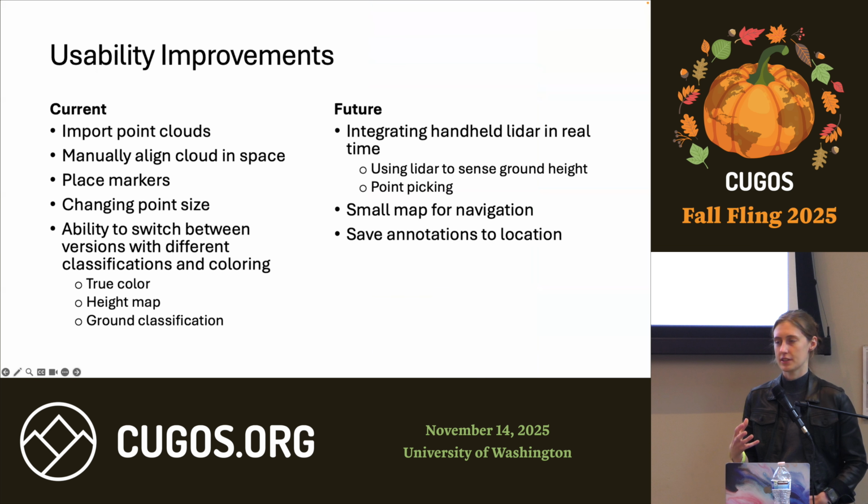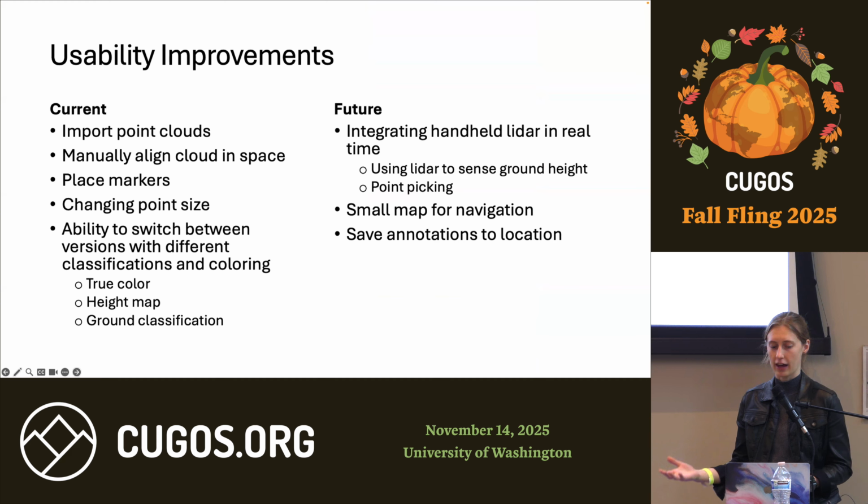Now I've talked about some of these usability improvements we've made. I want to talk about some of the possible future ones. So we really want to start integrating the handheld LiDAR in real time. A lot of iPhones and iPads nowadays have a basic form of LiDAR. If you can use that to sense the ground or sense something in front of you and then register it with the actual point cloud, tell it these 2 points are the same, it'll help with the lining up process. We'll also want to include a small map for navigation, so you know where you are within your point cloud, and a way to save annotations.